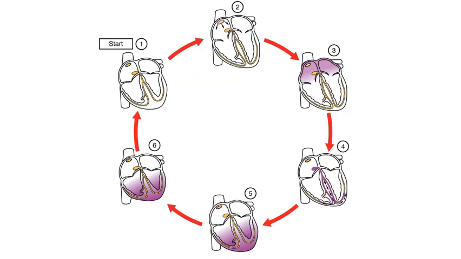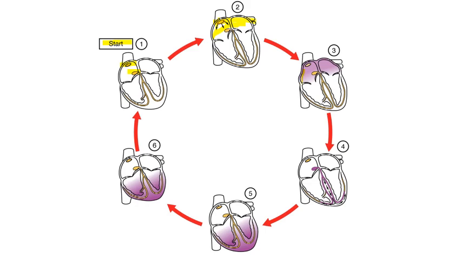All right, here's another way to visualize this. If we start over here, you can see our SA node here and our AV node here. As the SA node starts the signal up here, we're going to trigger the initial electrical signal that starts at the SA node. It's going to wrap around both atria, so it's going to tell both atria to start to contract.